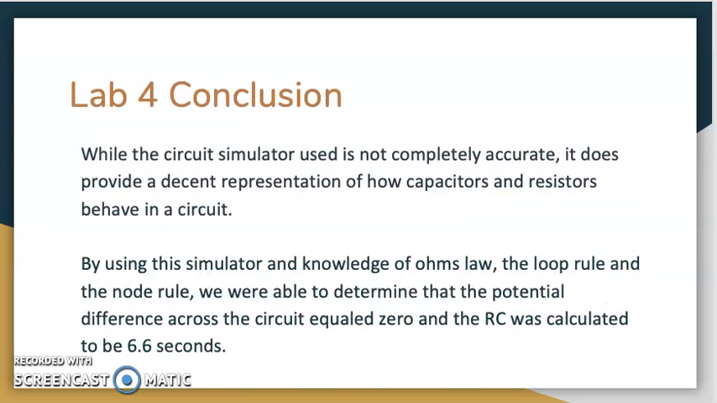Conclusion: using the circuit simulator for Lab 4 gave us a good idea of what this situation would look like in real life, and even though not completely accurate, it helped us get the conclusions that we came to of a potential difference equal to 0 and an RC of 6.6 seconds.